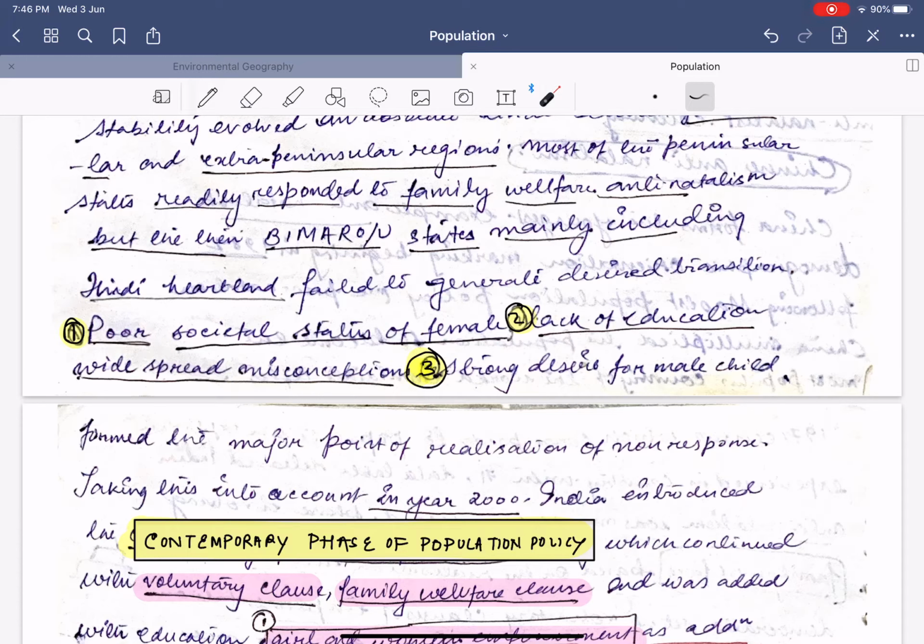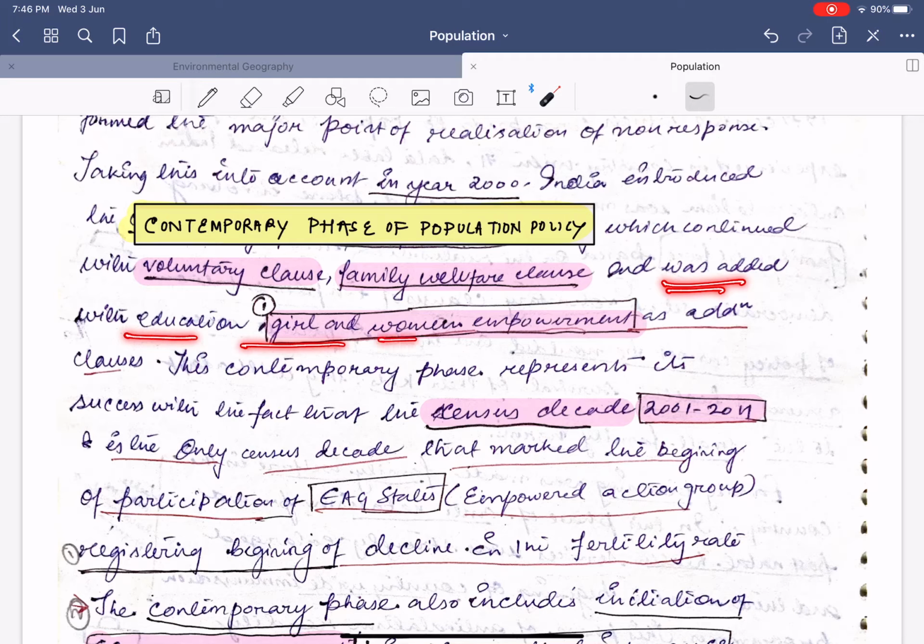In this contemporary phase, first of all, we continued with the old phase. First, our voluntary clause again continued. Second, the family welfare clause also continued, that is immunization and strengthening of your healthcare system. And last but not the least, what was added was education of the girl and women empowerment as an additional clause. Education of the girl and women empowerment was added as another clause in the contemporary phase of the population policy.